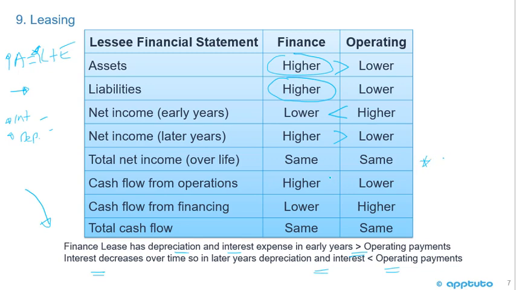Cash flow from operations is higher under a finance lease, lower under an operating lease, because with a finance lease, the payment is split between principal payment and interest payment, whereas in an operating lease, 100% of the payment is cash flow from operations, okay? So we're going to have a lower cash flow from operations with an operating lease, which I think is easy to understand. It's 100% like a rent payment, okay? The cash flow from financing, though, is going to be lower with a finance lease and higher for an operating lease for the exact same reason. But the total cash flow is going to be the same. So again, that's just a classification issue.